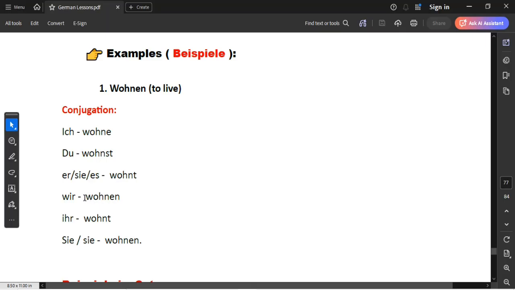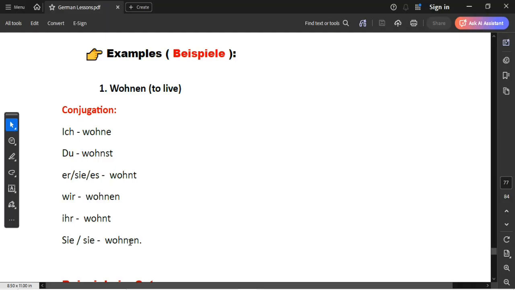When we come to wir, which is we, remember it was still remaining the same. We were not doing away with any letter. That's why we have wir wohnen. When we come to ihr, remember we were doing away with the last two letters and we were just adding t. That's why we have ihr wohnt. Sie, or the formal Sie, it was still remaining the same. That's why we have wohnen.